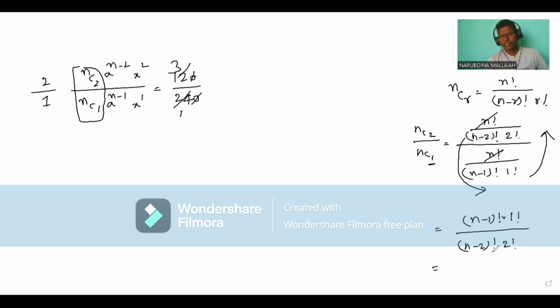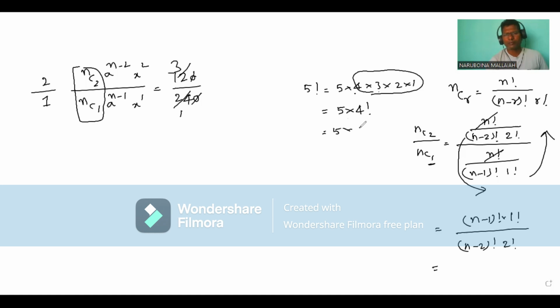Now, to simplify this, observe this thing, that is 5 factorial. 5 factorial can be written like this: 5 into 4 into 3 into 2 into 1. Or you can write it as 5 into 4 factorial also. So this 3 into 2 into 1 into 4 can be replaced by 4 factorial. Or you can write 5 into 4 into 3 factorial. In the same manner, now n minus 1, after that we get n minus 2.